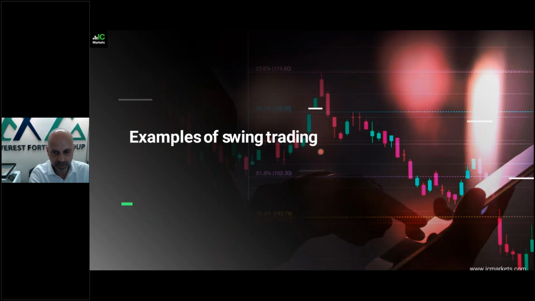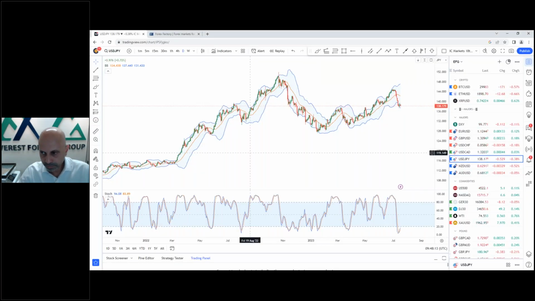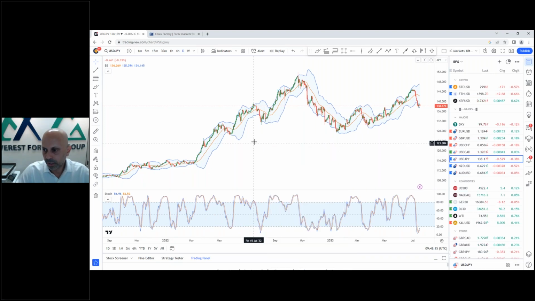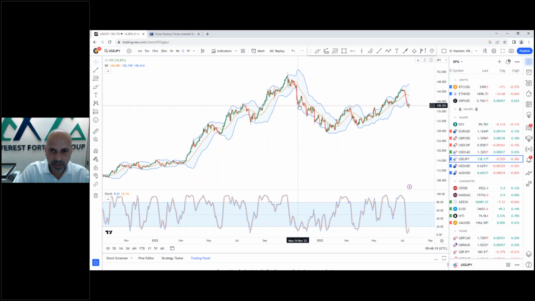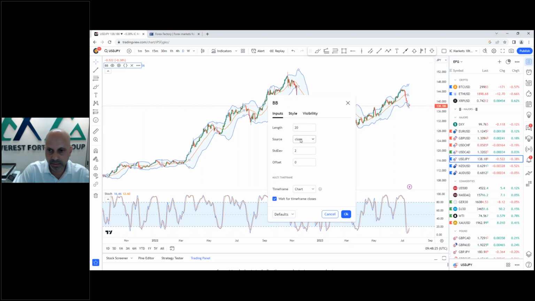All right, so examples of swing trading. Once again, we'll go back to the chart. For this, what I like to use is a combination of Bollinger Bands and stochastic as well. For Bollinger, there's no change to the settings, just the typical settings: 20 for the length of the moving average, using 2 standard deviations.